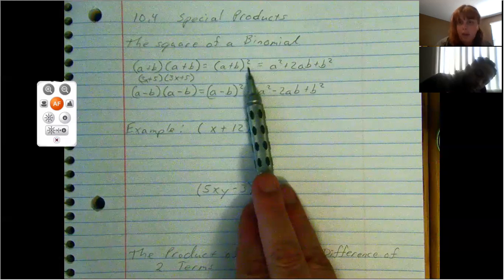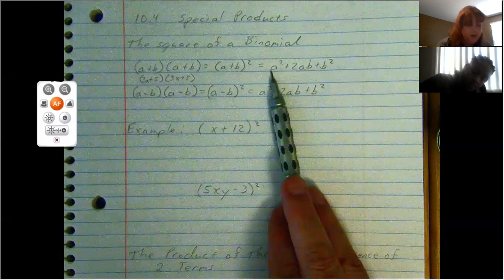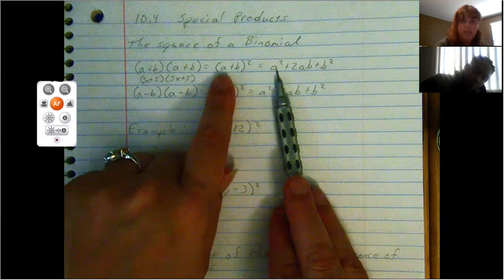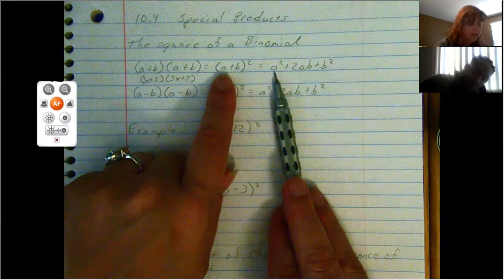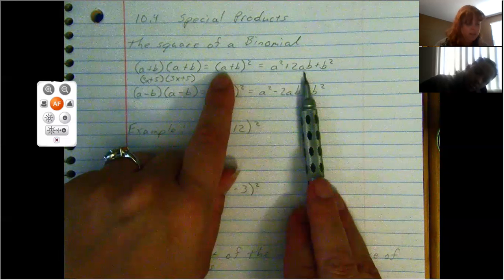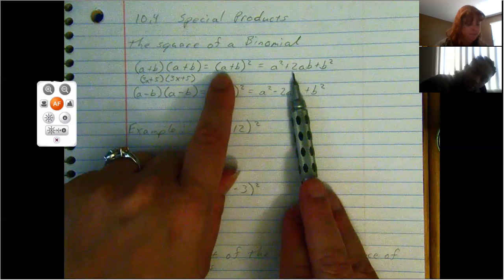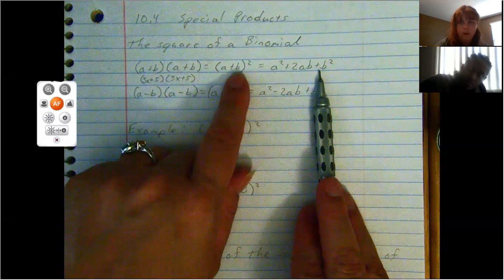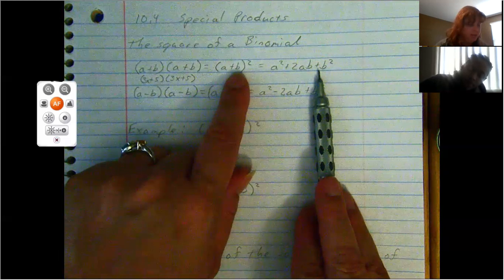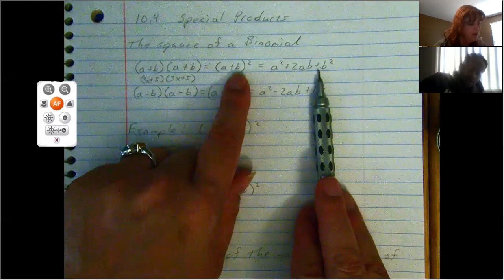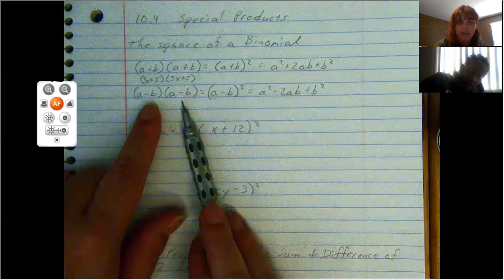So then if we came up with that trinomial like we were doing yesterday, we would take the first term squared, so we'd get a squared. Then we're going to take the two terms, multiply them together, times 2, so 2ab. And then the third term is going to be the b squared. We're going to do a couple of examples with these so you can see what it looks like with numbers. Okay? The other way that this could look is with the minus signs.